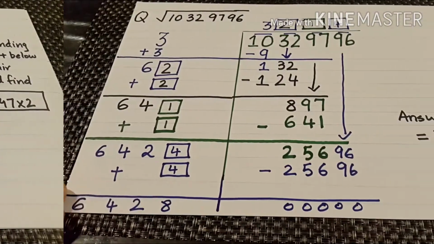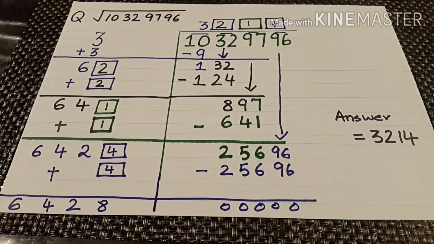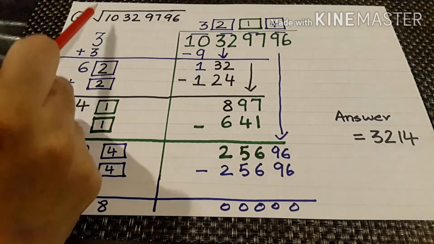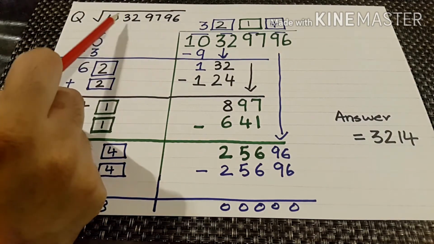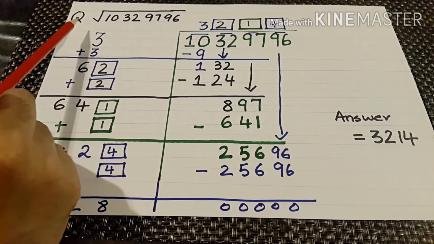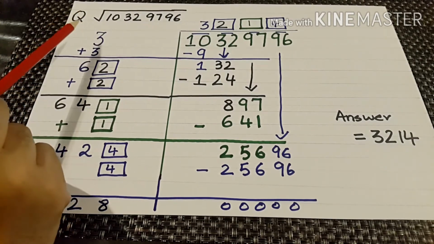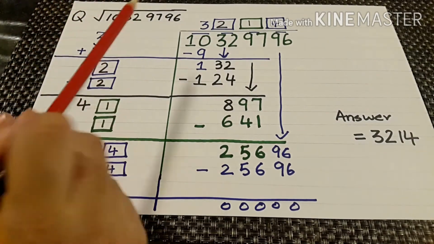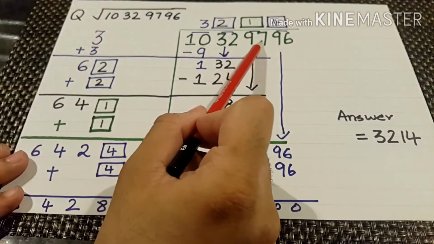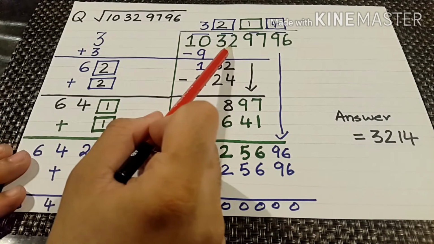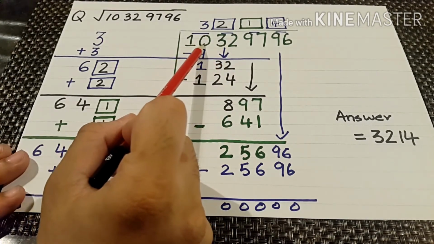Hope you have understood. Let's solve a quite bigger number. The number is 10 32 97 96, and we have to find the square root of it. Now no need to get worried, just follow the simple steps. First step, make the pairs from the unit side. 96 is one pair, 97 is one pair, 32 is one pair and 10 is one pair.